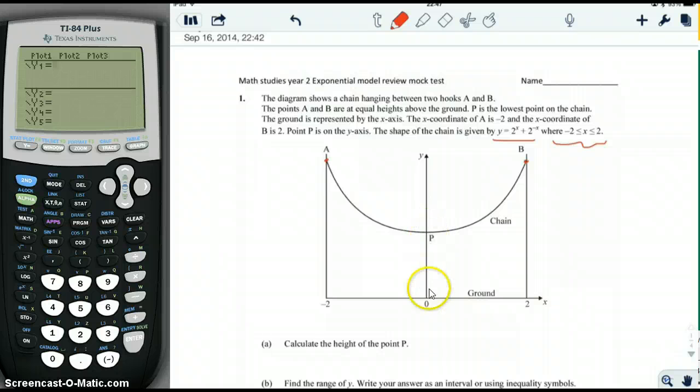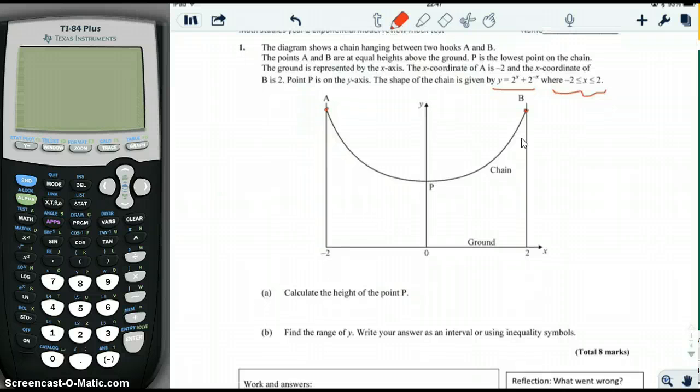The point P, you can see, is at x equals 0. So all we need to do is figure out what this equals at 0. And there's two ways of doing that. We could use the calculator or we can use just our knowledge of exponents. So let's first try to do it by hand. The shape of the chain is y equals 2 to the x plus 2 to the minus x. And we know that we want to find out what y equals at 0. If we find out what y equals at 0, then we're going to find the height at point P.